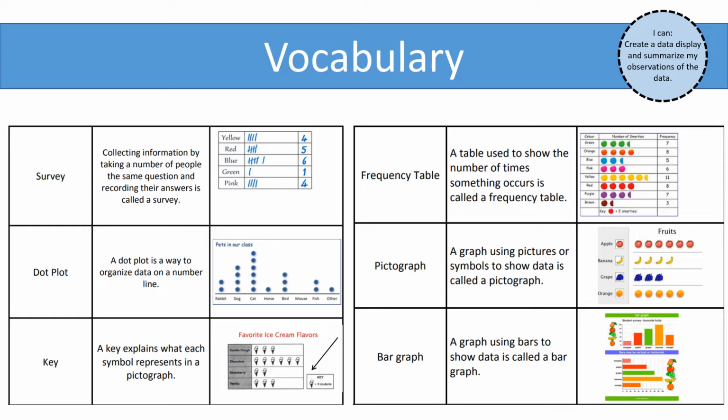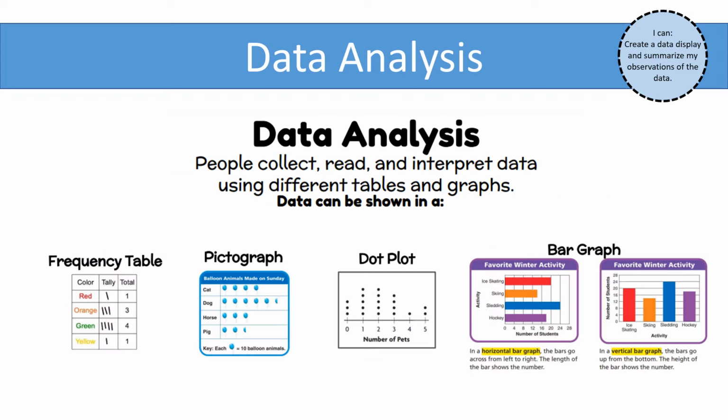In this case, on this chart, the one ice cream cone represents 5 students. Your frequency table is a table used to show the number of times something occurs. A pictograph is a graph using pictures or symbols to show data. A bar graph uses bars to show data. Your data analysis is when people collect, read, and interpret data using different tables and graphs. Data can be shown in a frequency table, a pictograph, dot plot, and a bar graph.